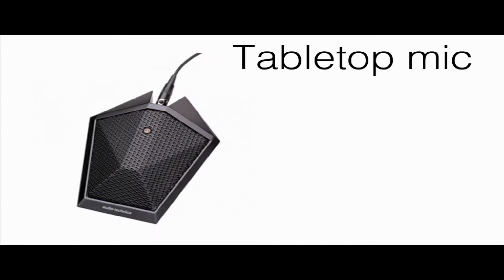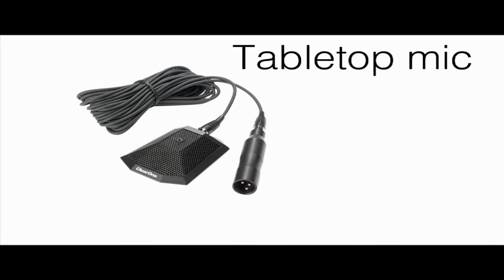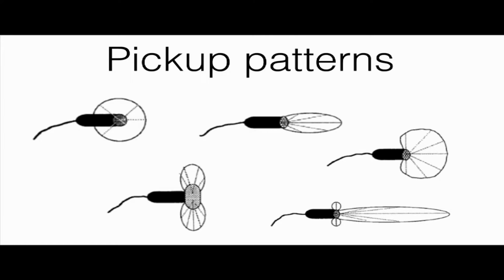Tabletop microphone. This is usually used in meetings. It is placed on a flat table in the middle of the group and picks up all noises around it. These pickup patterns show where the sound is detected from on certain microphones.